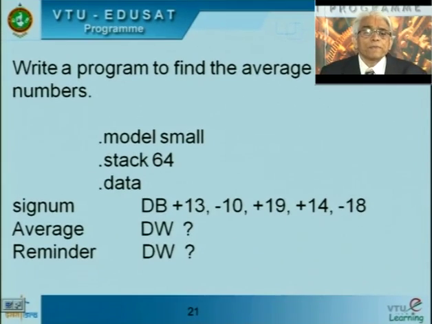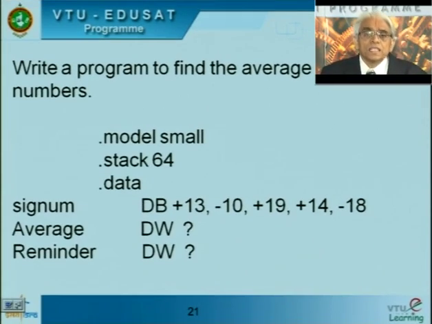In the .data segment, I am talking about 5 data values which need to be used for addition, and we are trying to find the average of these numbers and then the remainder. For the integer average and then the remainder, the remainder is given as DW with a question mark, which reserves the space to be occupied.